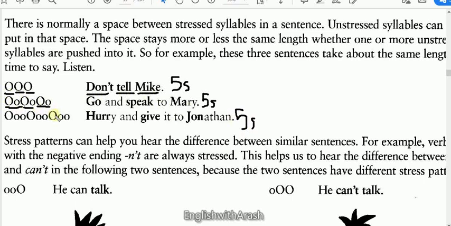Go and speak to Mary. You see, the rhythm was the same. I didn't say go and speak to Mary, which would take me twice more time. I don't want that. I want to say it with the same amount of time. So I say, don't tell Mike. Go and speak to Mary. Hurry and give it to Jonathan. You see, all of them 5 seconds or even less. I mean, the same amount of time you're spending because of the number of stressed syllables.